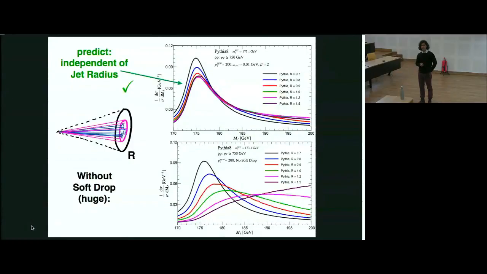Another interesting consequence is that it's independent of the radius, which is what we expect. We expect that the grooming should make the top quark independent of the rest of the radius, and you see that here. At some point, if I keep reducing my radius, I'm going to start affecting the decay products. But beyond 0.9 there's barely any change in the spectrum, whereas without soft drop you don't even have a peak. It keeps going up because increasing the radius includes more contamination.